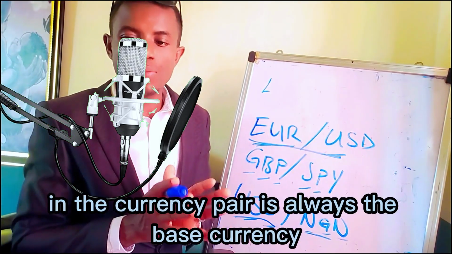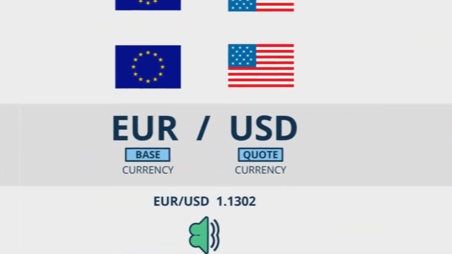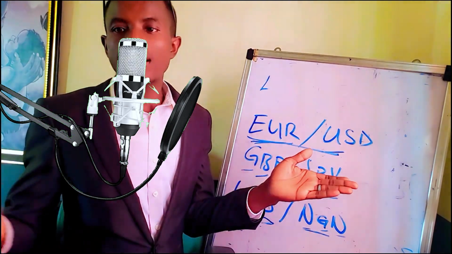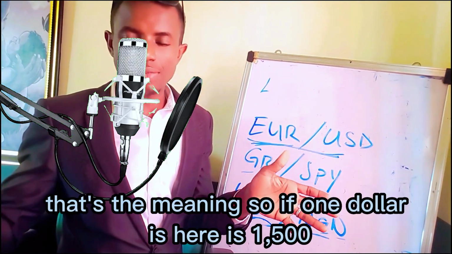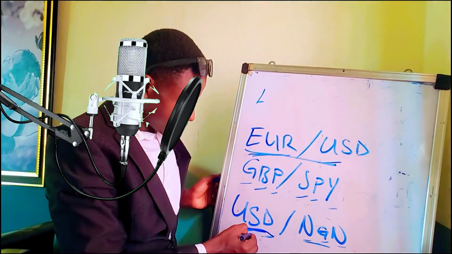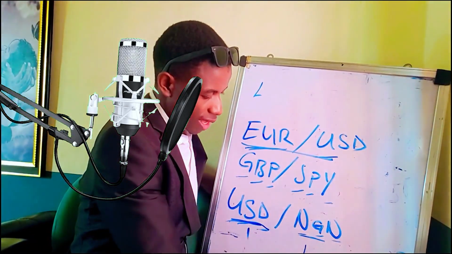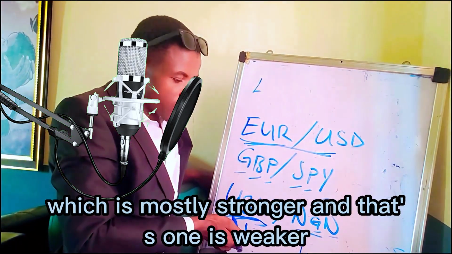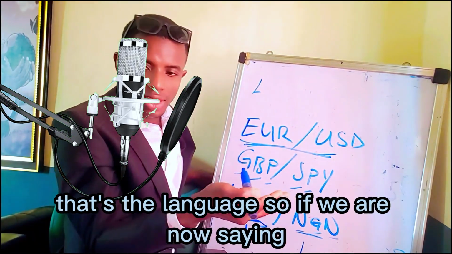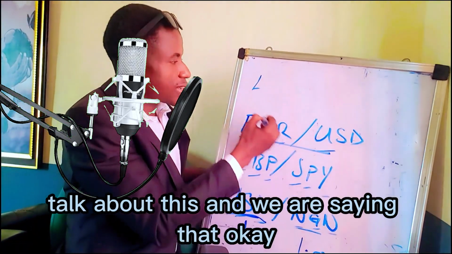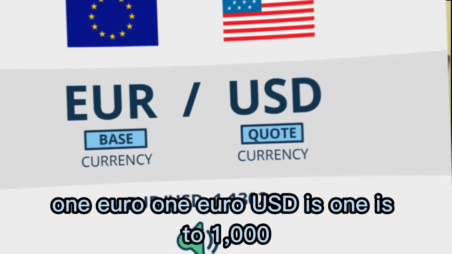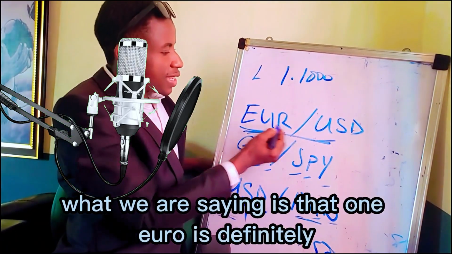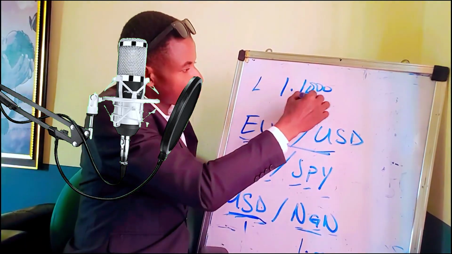The first currency in the currency pair is always the base currency, and the other one is always the quote currency. It's just like saying $1 is 1,500 or 2,000. That's the meaning. So if $1 here is 1,500, this is always the base currency, which is mostly stronger, and this one is weaker. So if we say 1 Euro USD is 1:1,000, what we are saying is that 1 euro is definitely $10.